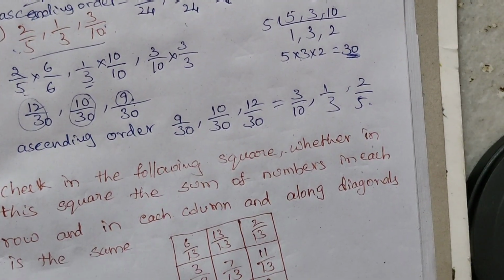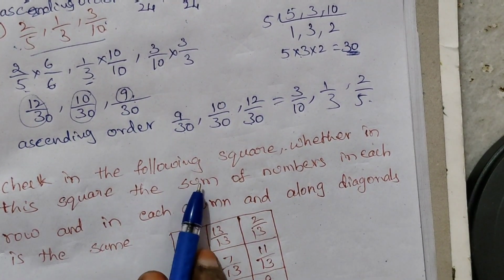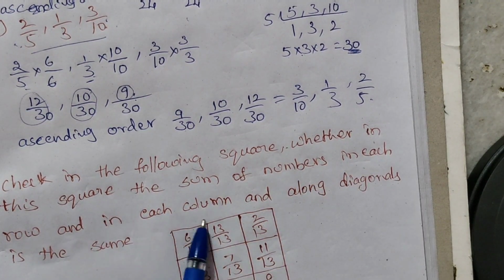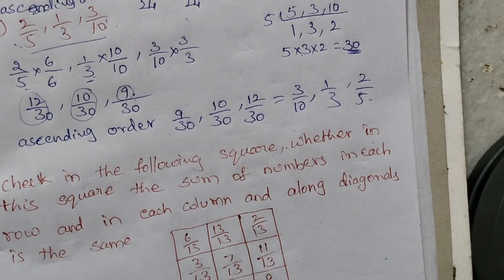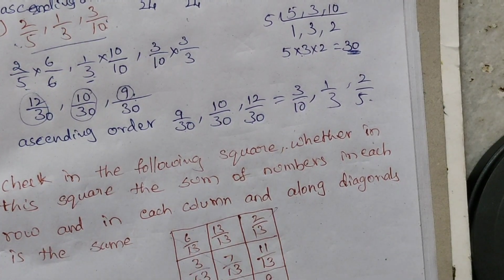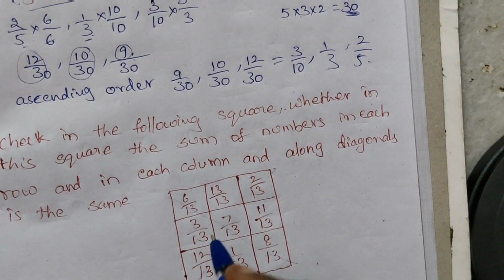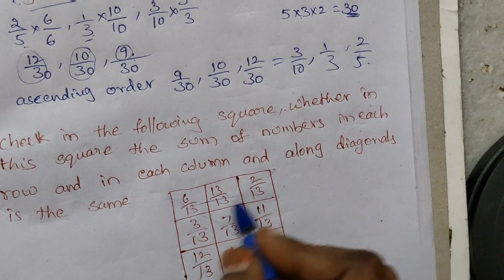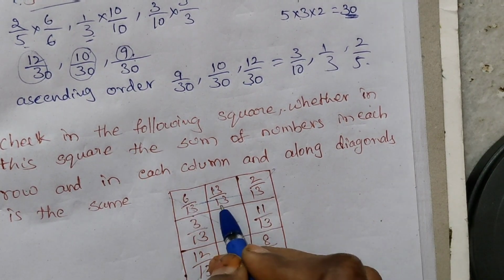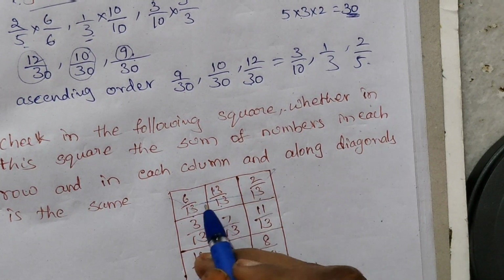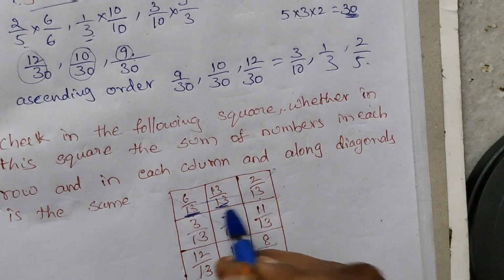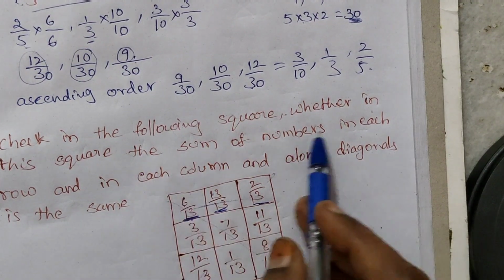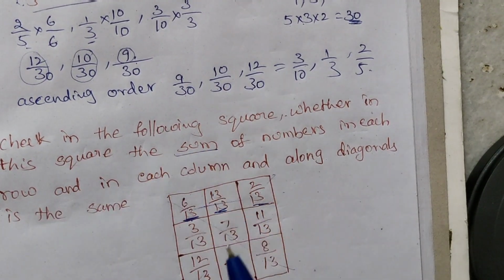Next question is, check in the following square whether the sum of numbers in each row and in each column and along diagonals are same or not. Okay. Here I will add this. This is row. I'll add 6 by 13 plus 13 by 13 plus 2 by 13. Here we have denominator 13. Okay. We can add. Here they are asking sum. Sum means we have to add.